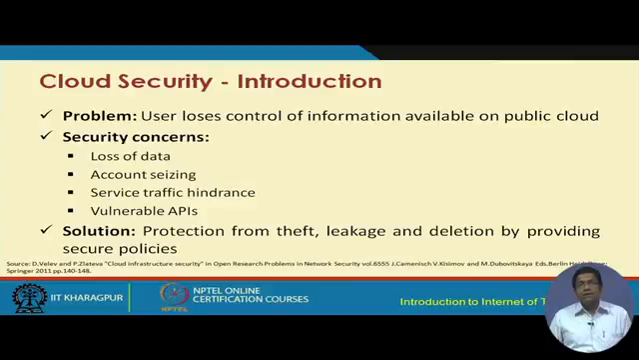These security concerns have to be taken care of in addition to any other IT security issues that you already know. So, the solution is to have counter security solutions, platforms, APIs, applications, software, etc., which will protect from theft, leakage of data, and accidental deletion of data, by providing security policies.